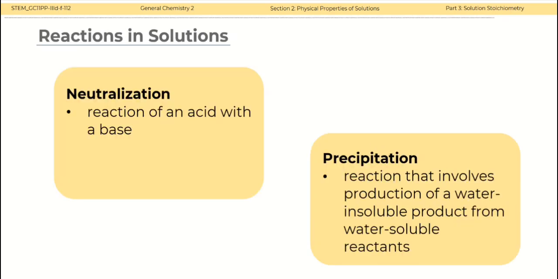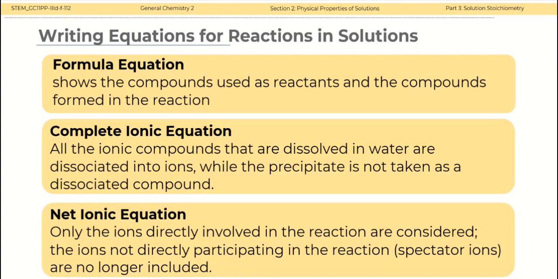Now, let us proceed to reactions occurring in solutions. These reactions include neutralization and precipitation. Neutralization is the reaction of an acid and a base. Precipitation is the reaction that involves production of a water-insoluble product from water-soluble reactants. The equation for a reaction occurring in solution can be written in the form of a formula equation, complete ionic equation, and net ionic equation.